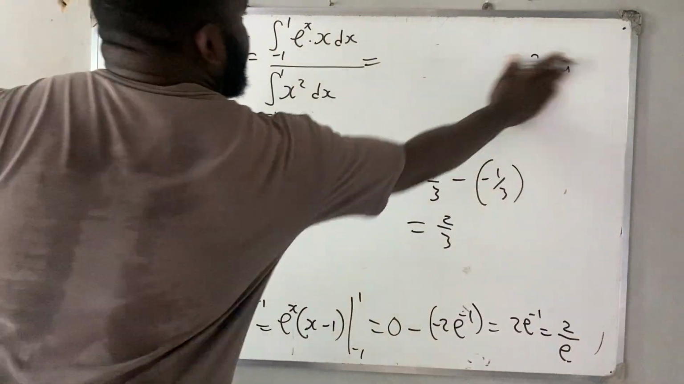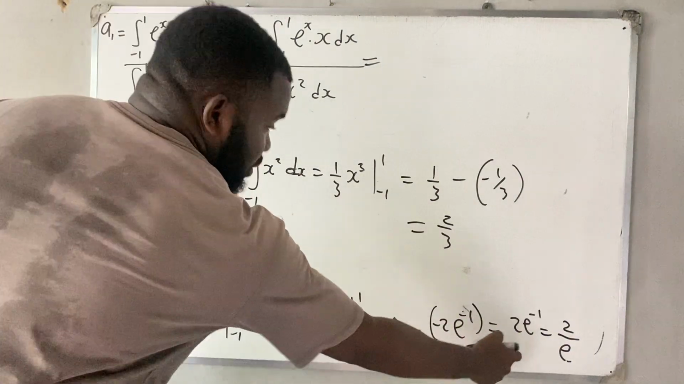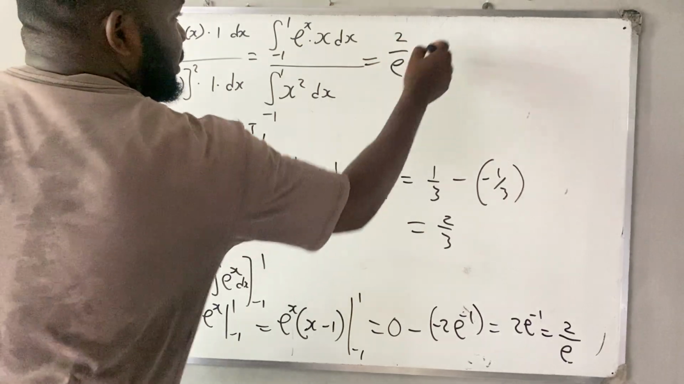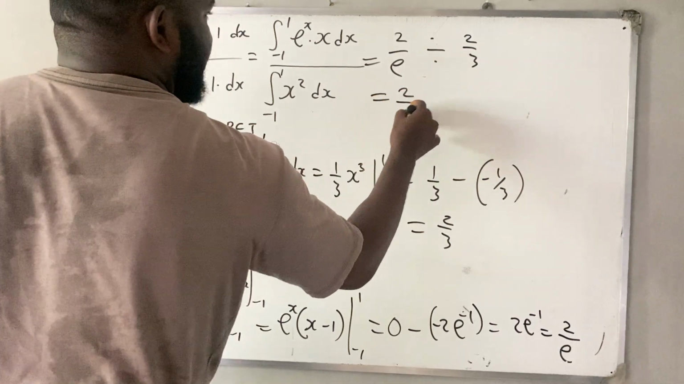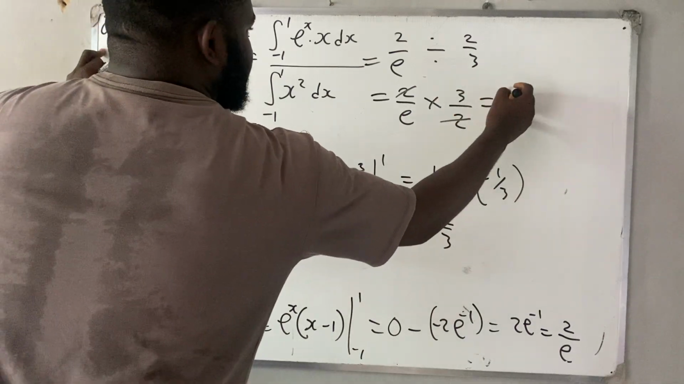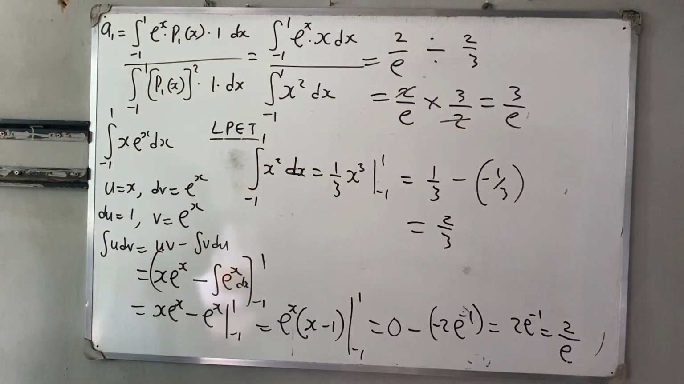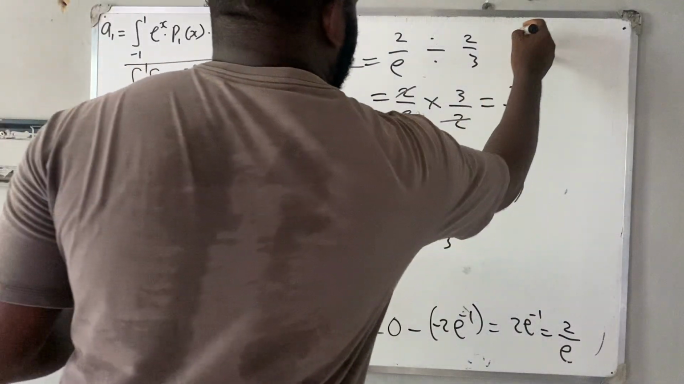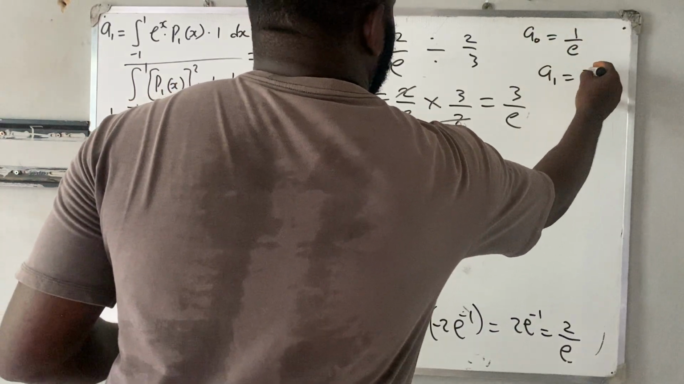I don't know if you are getting the way I'm solving it. The numerator is this one, which gave us 2 over e, divided by the denominator, which gave us 2 over 3. Which is 2 over e times 3 over 2. So the 2s cancel, and you see that my P1 is now giving me 3 over e. So you can now do your P3 and tell me the answer in the comment section. When I got P0, I think it was 1 over e. I cannot remember. P1 is 3 over e.